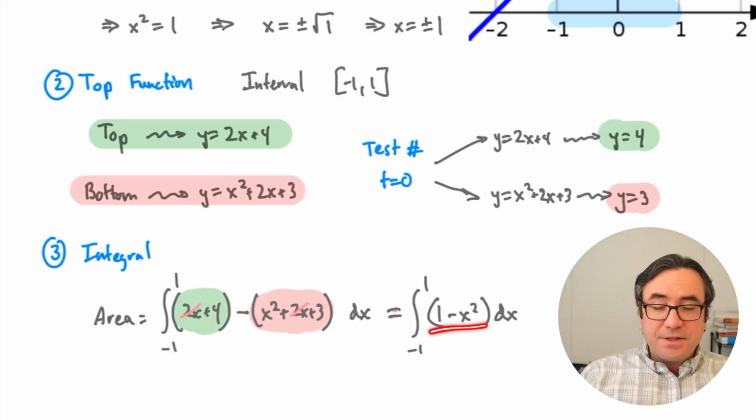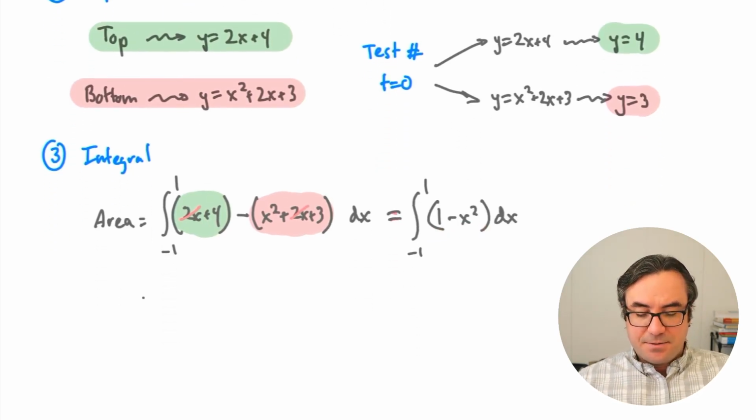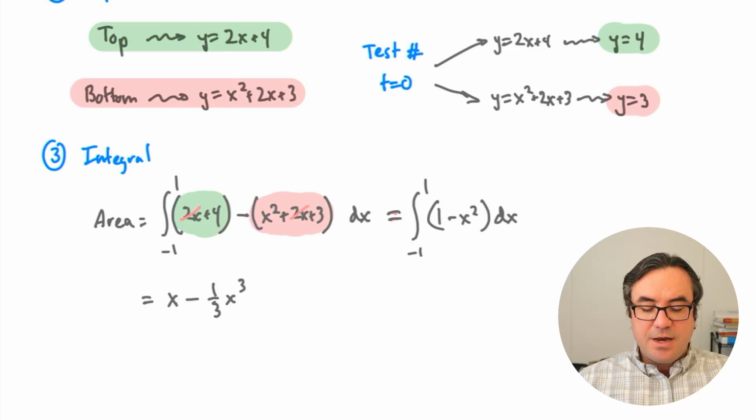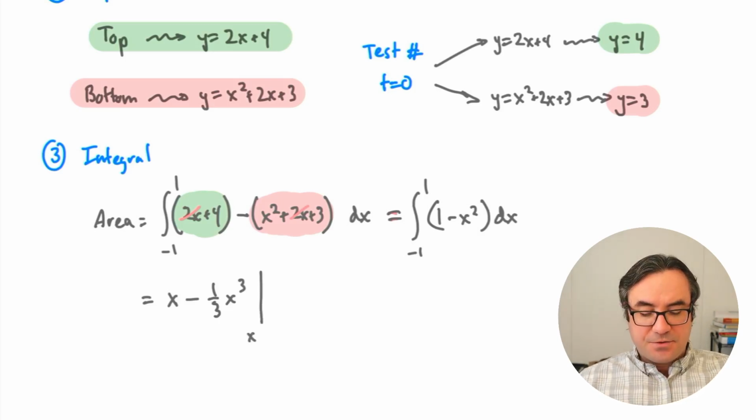All right, so let's get the antiderivative. Antiderivative of 1 is x. Antiderivative of the negative x squared is negative 1/3 x cubed. And then we're going to evaluate this from -1 to +1.